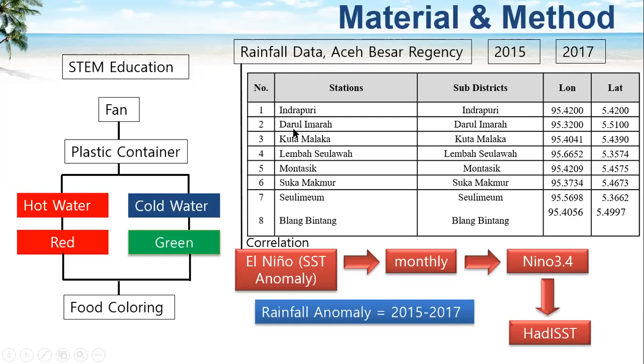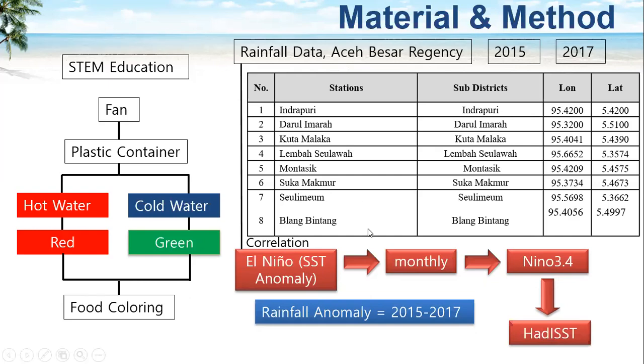For rainfall data, we have 8 rainfall stations around Aceh Besar, and we will correlate with the sea surface temperature anomaly that might detect the El Nino conditions using Nino 3.4 from the Pacific Ocean. So we could identify El Nino by using this index, Nino 3.4. The data is obtained from HadISST, one of the remote sensing techniques that we derive from satellite.